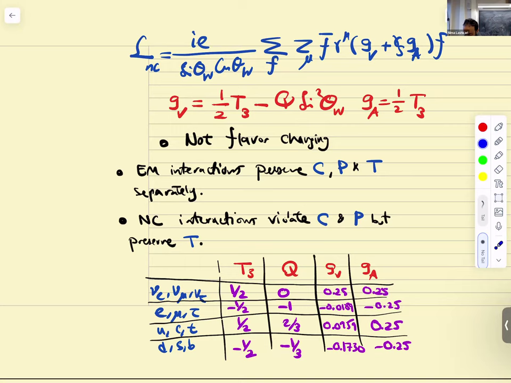CP violation within the standard model of particle physics: the only room for it is in the quark sector, through the interaction with W mu. This is the only statement I'll make at this point. Let's not worry about the axions or anything of that nature. This is the only room there is for CP violation. CP violation is a pretty long, important topic.